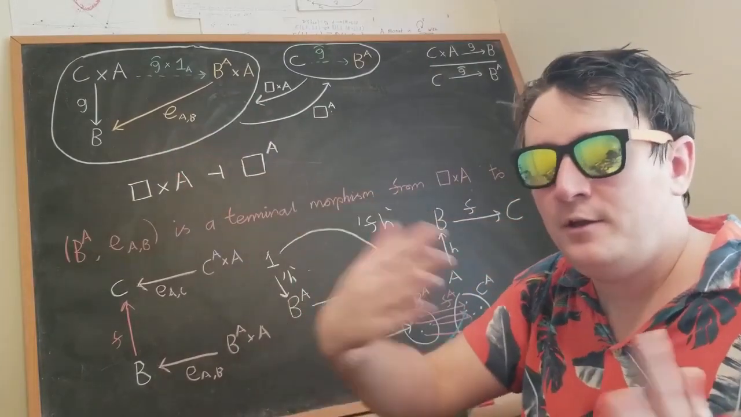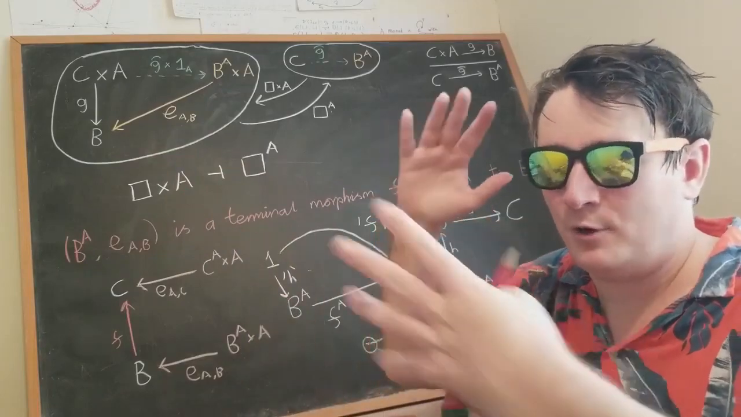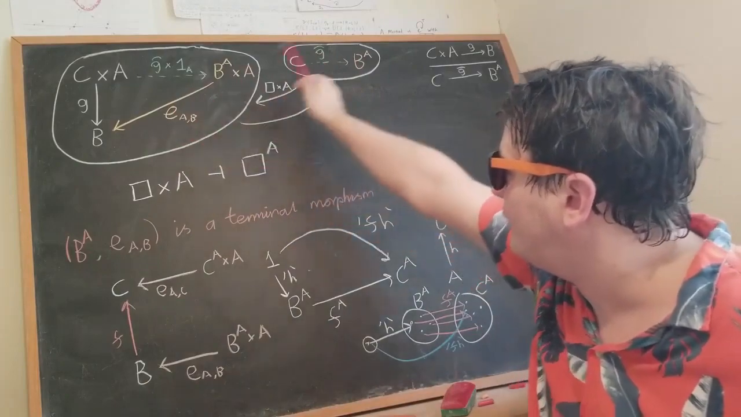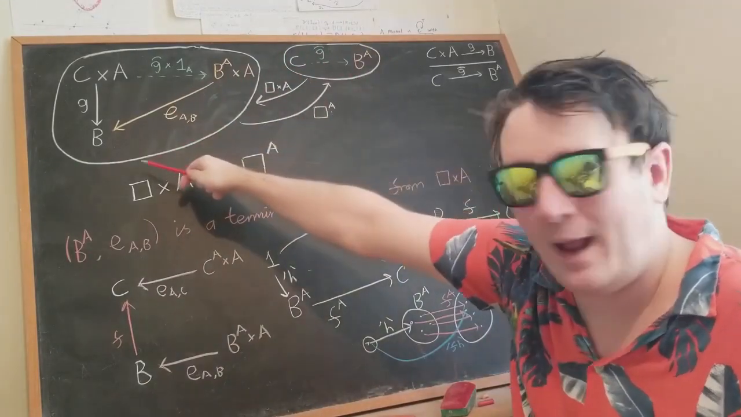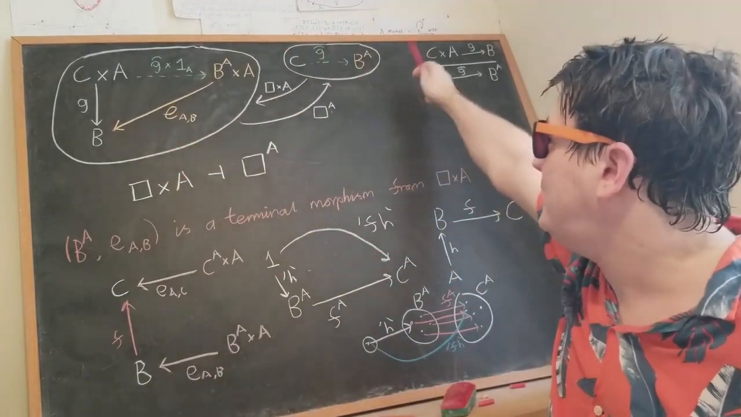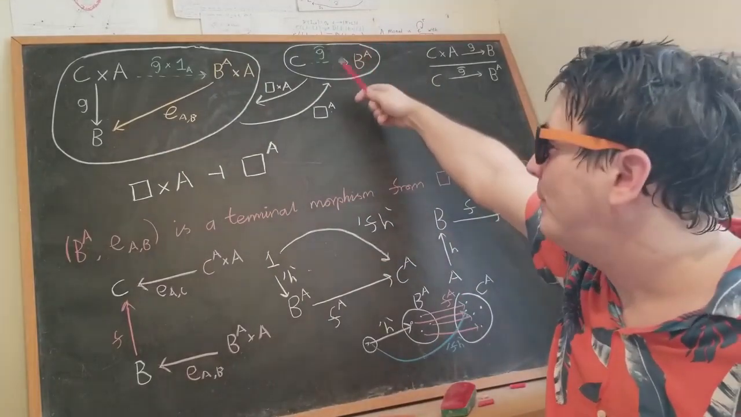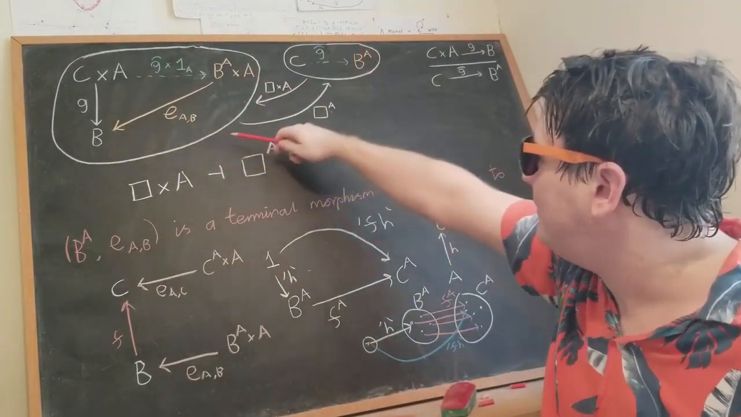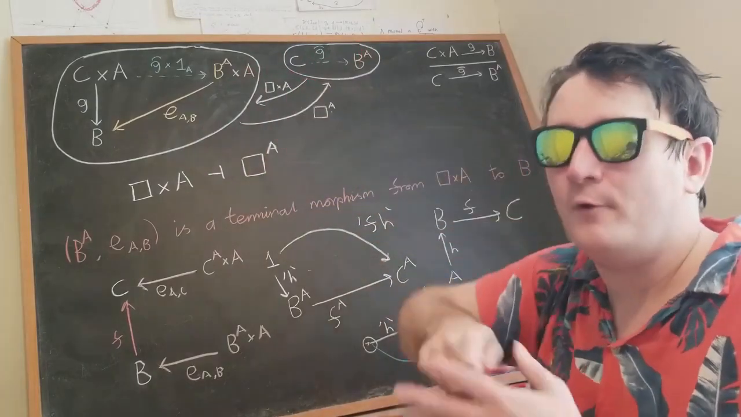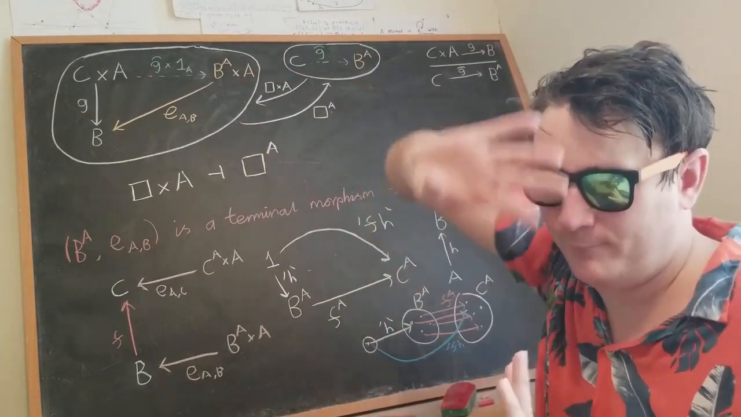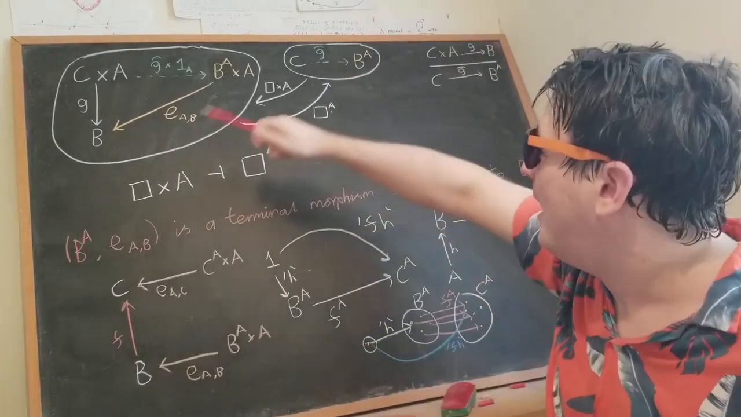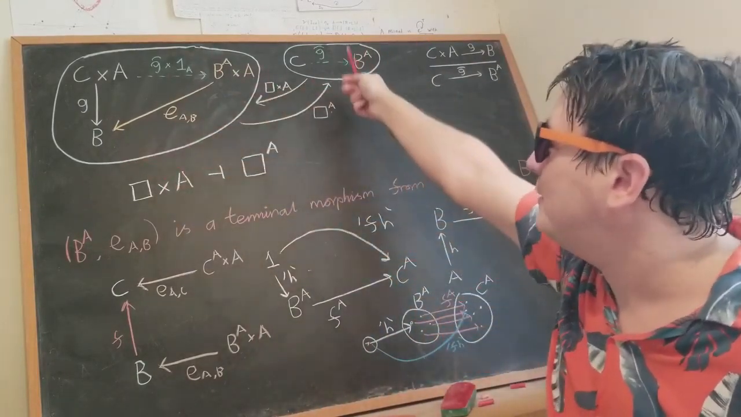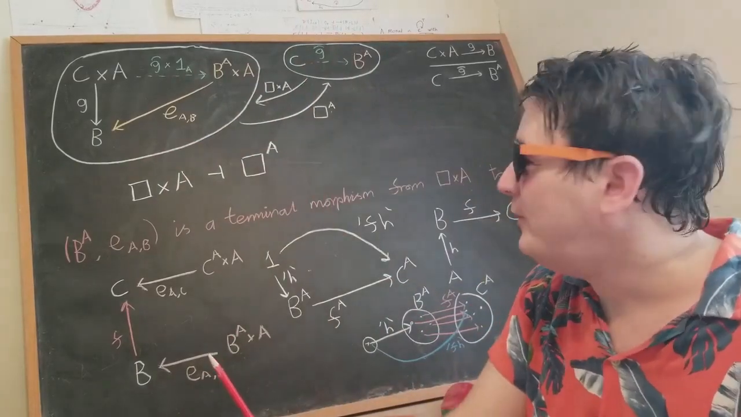Okay, so usually when you're dealing with adjoint functors, these functors are going between two distinct categories. So maybe this one would be category K and this one would be category L or something. But in this case, these are both the same category, okay? Because these are sort of endofunctors, functors going from the category to itself. But I'm still going to talk about them as the left category and the right category because it's easier.